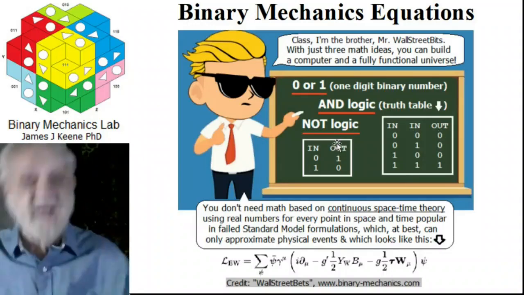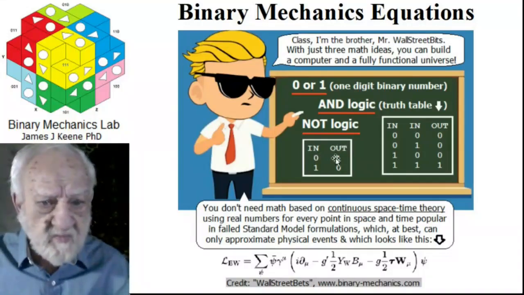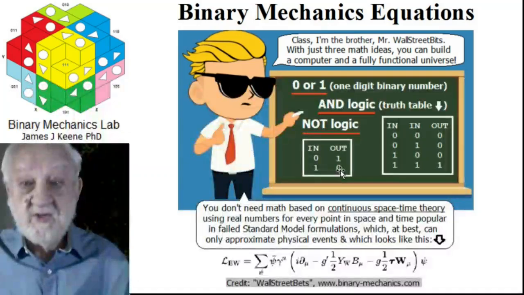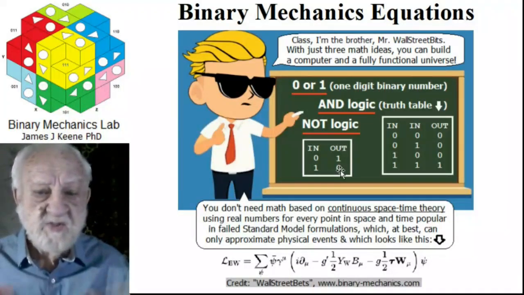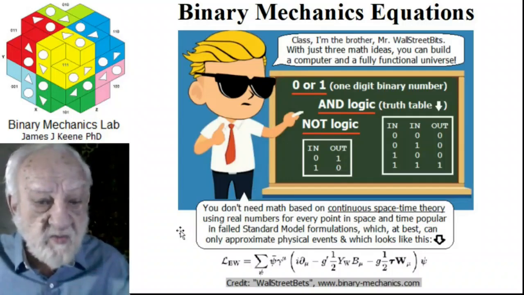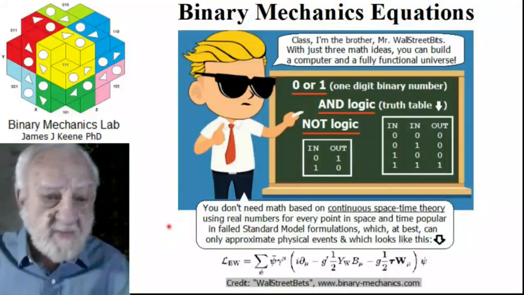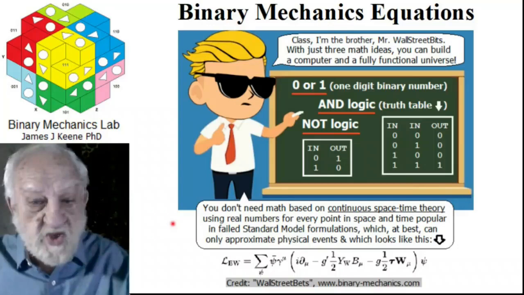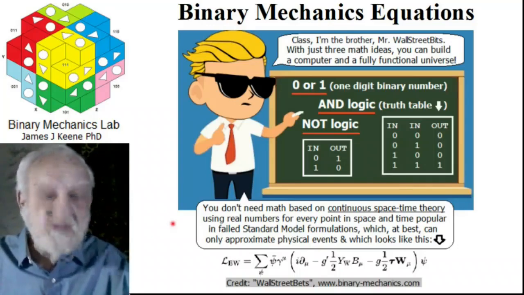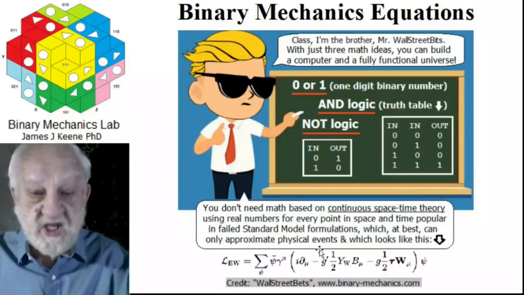The third idea is NOT logic. If we have a 0, we make it a 1. If we have a 1 input, we make it a 0 out. So you don't need math based on continuous space-time theory using real numbers for every point in space and time, popular in the failed standard model formulations, which at best can only approximate physical events and which look like this.